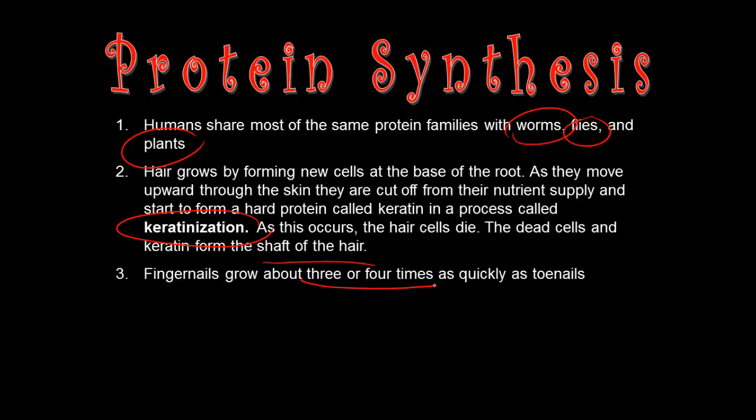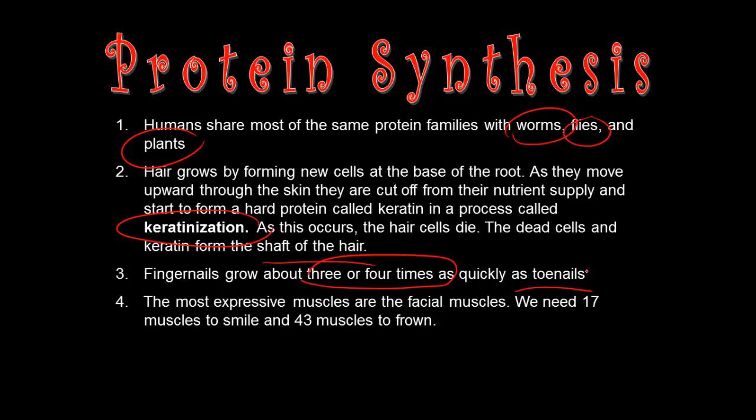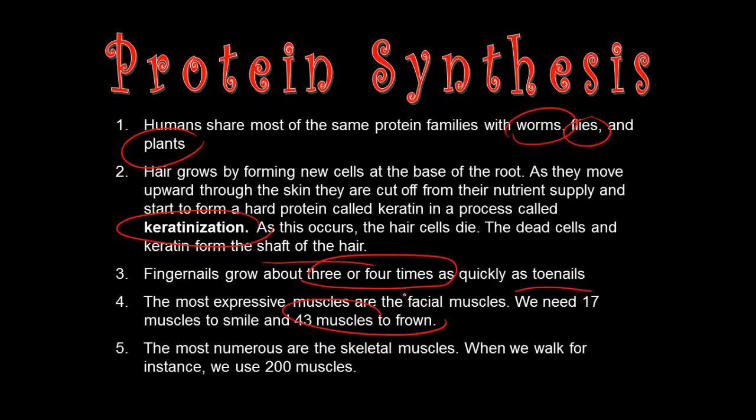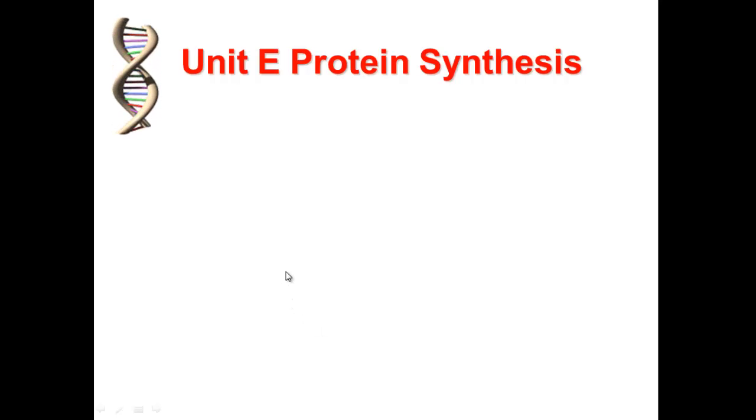Proteins in our fingernails grow 3 or 4 times as fast as the proteins in our toenails do. It takes more muscles to frown than it takes to smile, 43 versus 17. And of course, skeletal muscles are the most numerous muscles. We use 200 of them just to go for a walk.